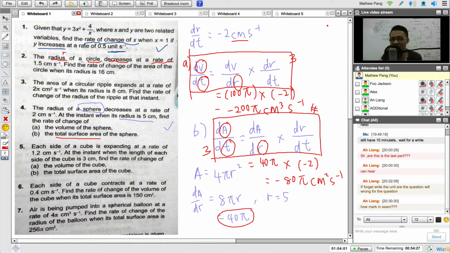How many marks in exam? Yes, don't need to worry so much. So far, I think this one only come out in paper 1, which is 3 to 4 mark question in SPM paper 1. Okay? Okay, then I move on to small change.